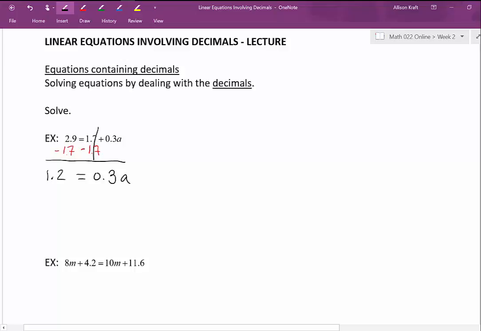1.2. Now that all of our variable terms are on one side and our constant terms are on the opposite side, we want to eliminate the coefficient of our variable. We're going to divide both sides by 0.3. The 0.3's cancel out to be 1a on the right-hand side, and on the left-hand side, positive 4.